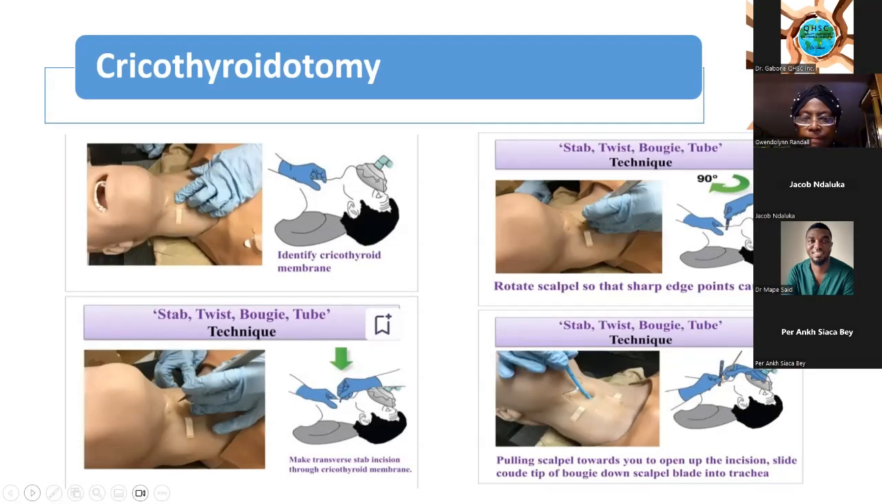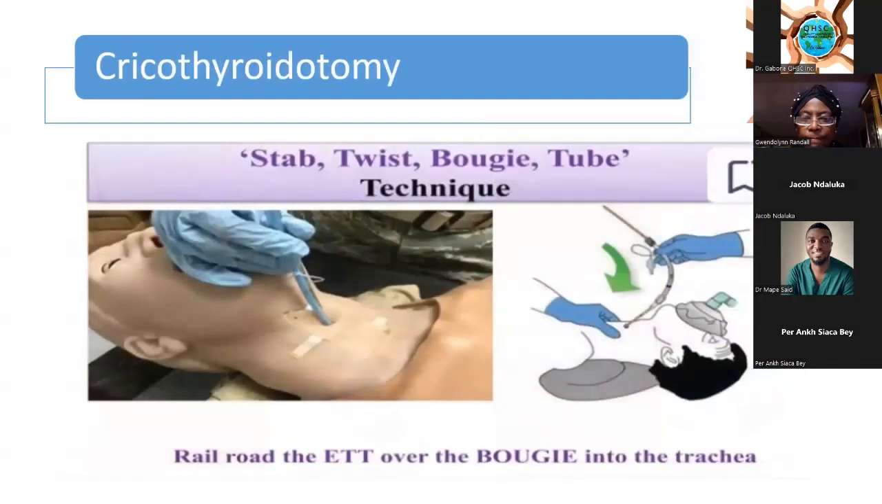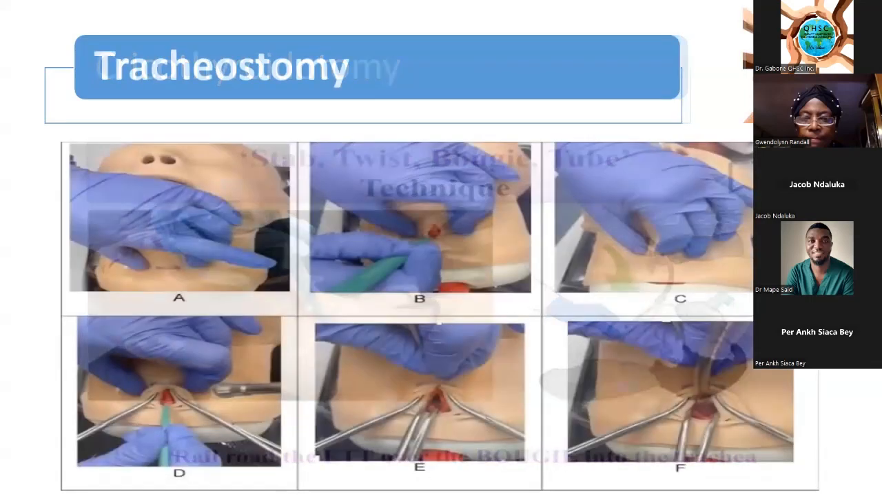But you will need to insert a bougie first, and sometimes you can use jet ventilation whereby you can apply an oxygen source so as to oxygenate the patient immediately after you get there. The next slide will show us that upon insertion of the bougie, now we are coming to put in the tracheal tube. So now we roll the endotracheal tube over the bougie into the trachea. And once the tube is in, you remove the bougie and connect the patient to the breathing circuit or ambu bag and start to ventilate, so as to prevent death or brain damage. So that was cricothyrotomy.